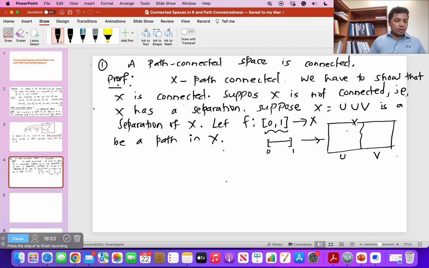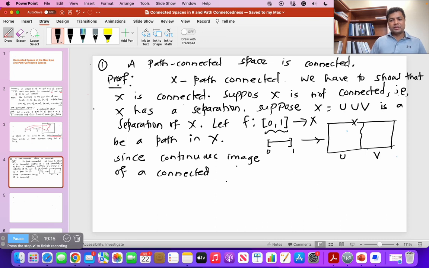Just let me write down that thing. So since the continuous image of a connected space is connected, this f([0, 1]), which is obviously a subset of X, is connected.